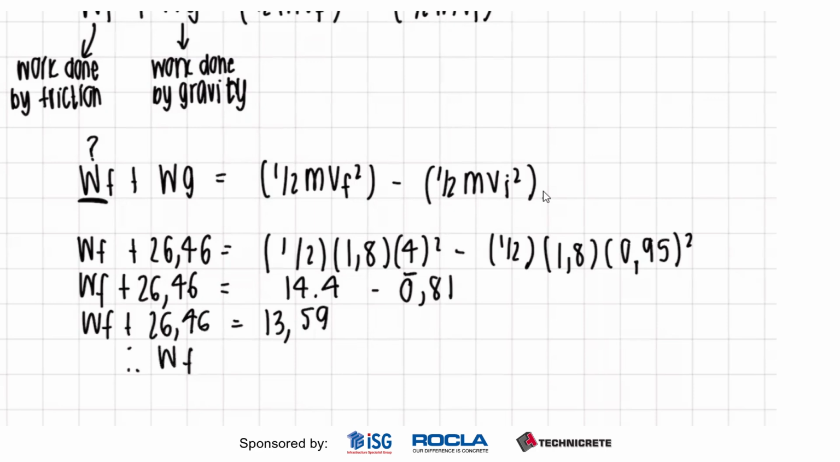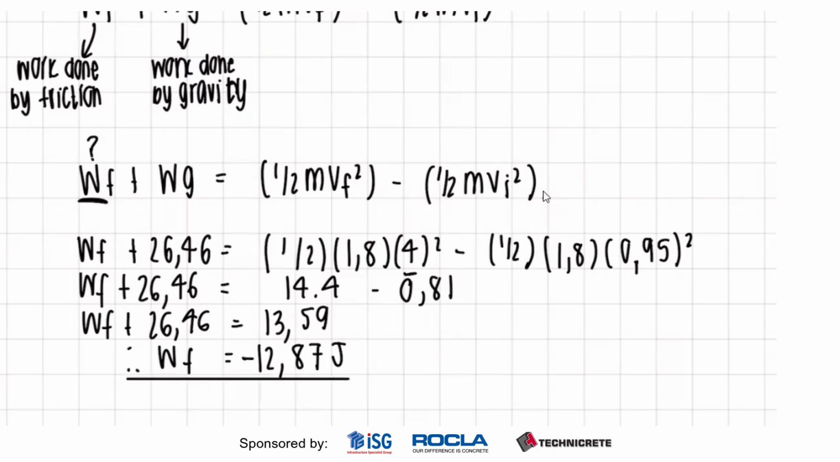Therefore, the work done by friction is 13.59 minus 26.46. That gives us an answer of, sorry, negative 12.87. It's the work done by friction, and work is measured in joules. This is our final answer.